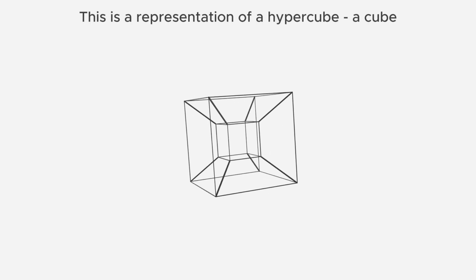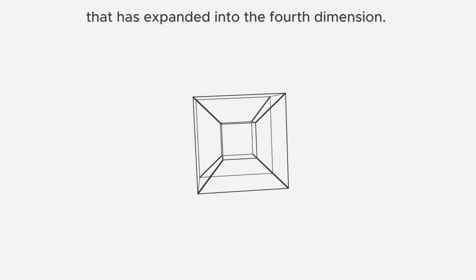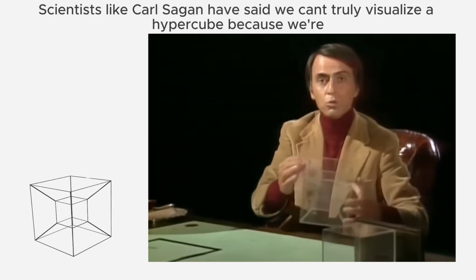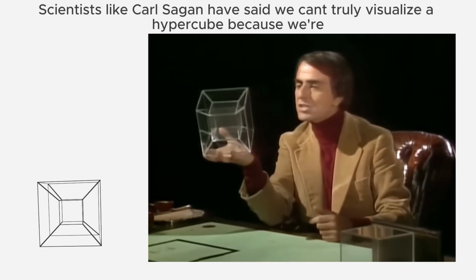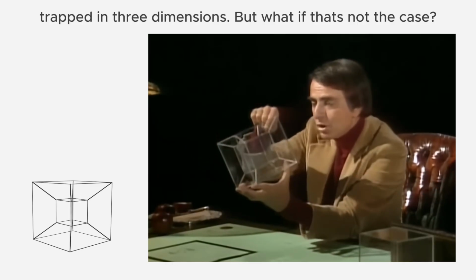This is a representation of a hypercube, a cube that has expanded into the fourth dimension. Scientists like Carl Sagan have said we can't truly visualize a hypercube because we're trapped in three dimensions. But what if that's not the case?